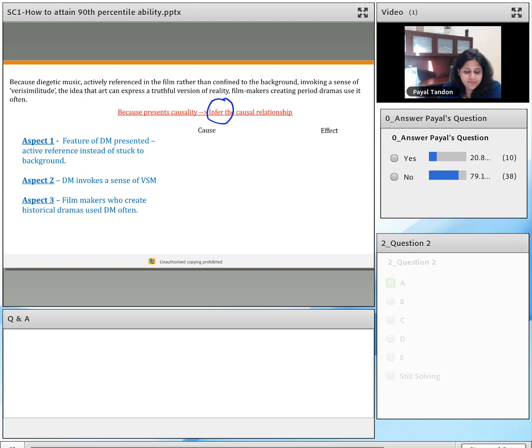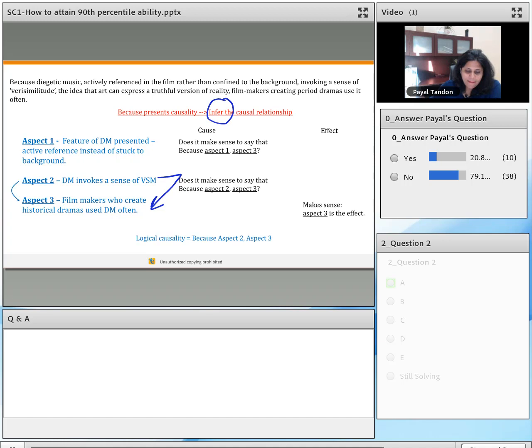So aspect one, feature of, and what makes sense as a causal relationship? Definitely DM, because DM invokes a sense of verisimilitude, filmmakers who create historical dramas use DM often. That is the logical cause and effect. And again, you go through the three aspects.